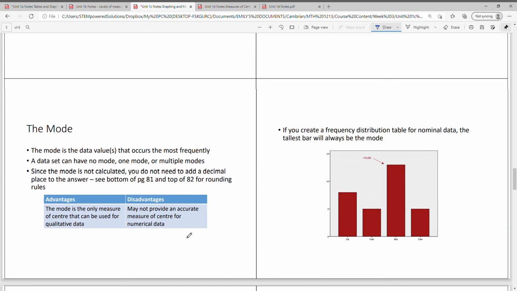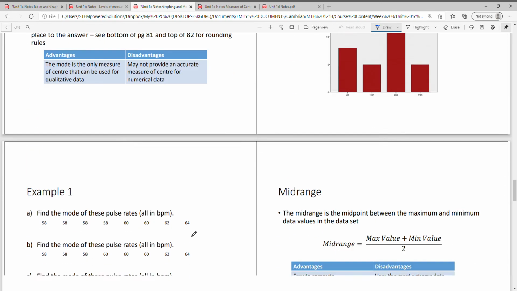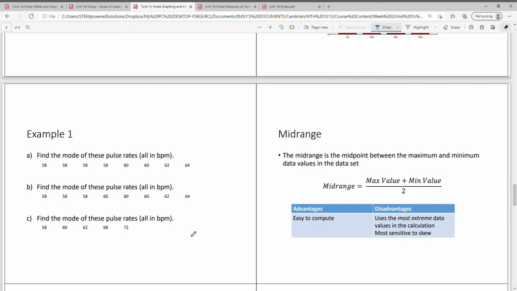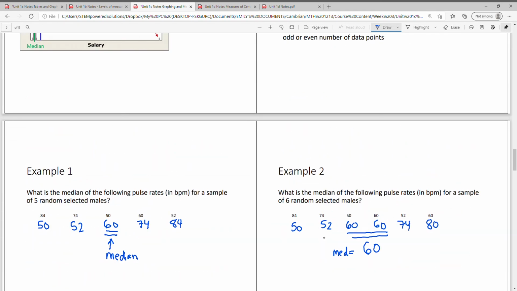Next one, the mode. The mode is the data value or values that occur the most frequently. We can have no mode, one mode, or multiple modes. Find the mode of these pulse rates, all in beats per minute. So I should also say that we should include units in our answer. So BPM would be in our answer, and BPM would be in our answer here as well.